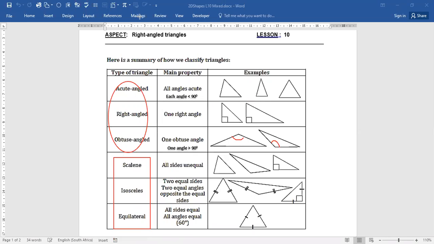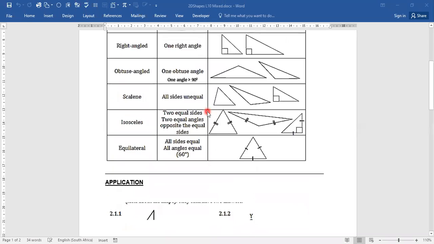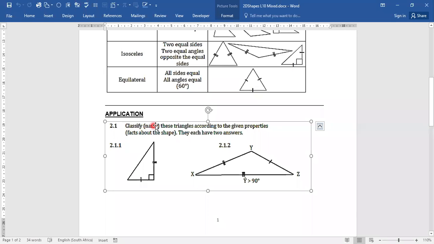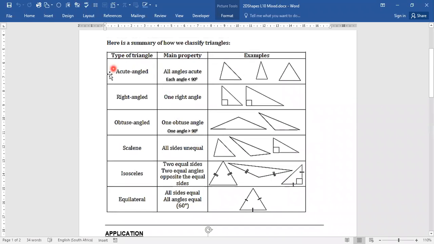Now we look at the application that we have. The application states that we need to name the triangles. It says here, classify by name these triangles according to the given properties, and each of them will have two answers. So you'll get one answer from this category, and you're going to get a second answer from this category.